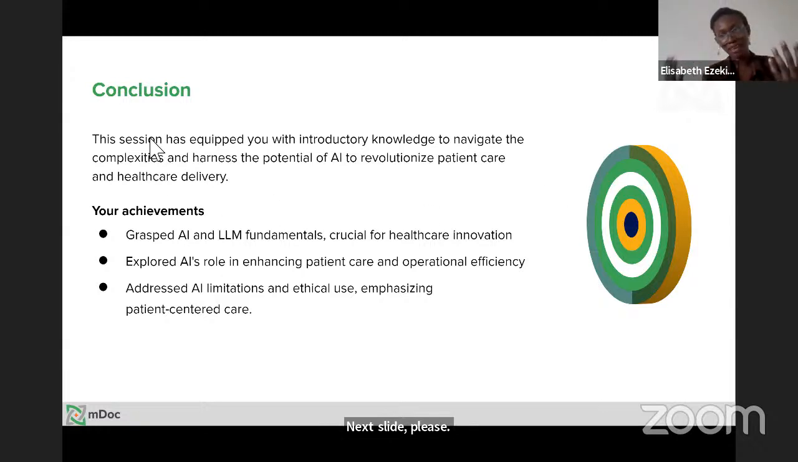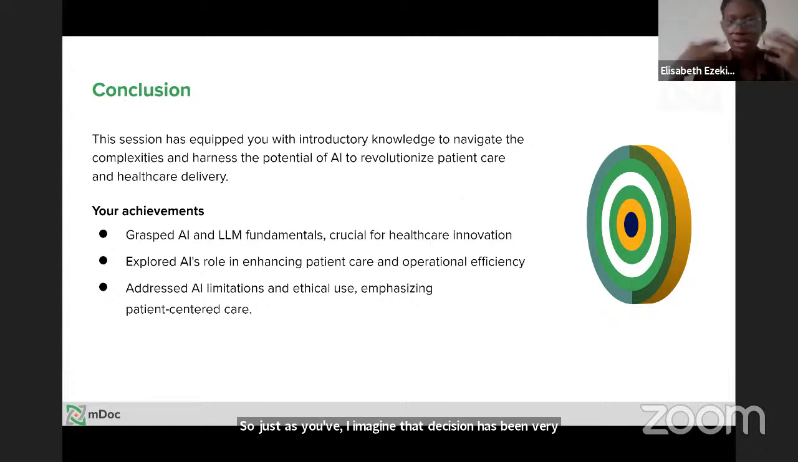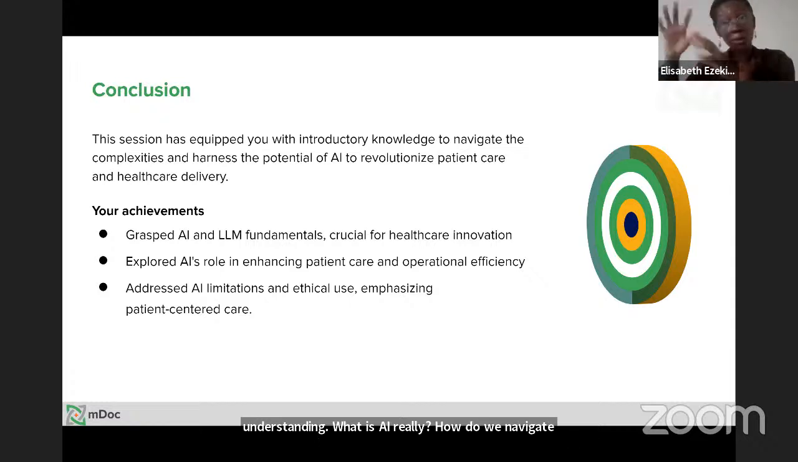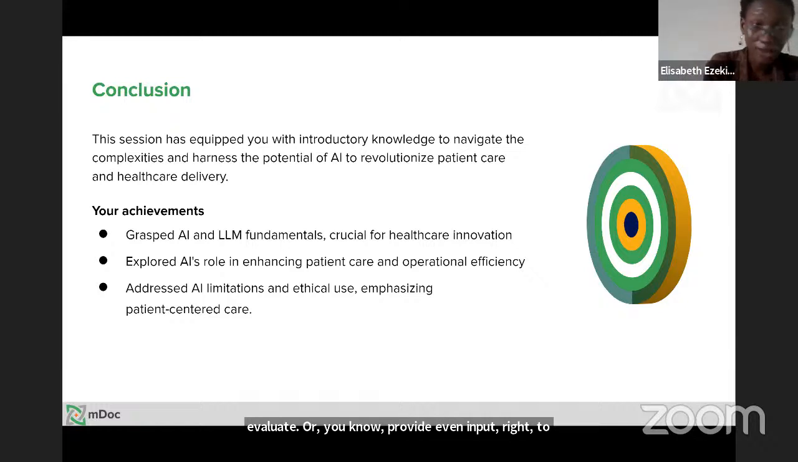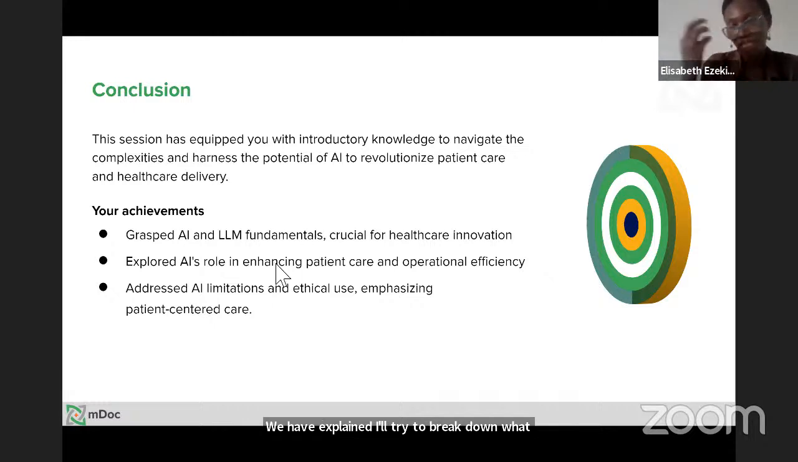Just as I imagine, this has been a very interesting session for us, coming to understand introductory information and a foundational understanding. What is AI really? How do we navigate the complexities? How do we understand the promise it holds and the potential it has? And how do we address, work around, or evaluate, and provide human input to, the risks it also holds? And how does this revolutionize patient care and healthcare delivery? We have given examples of some tools. We have explained and tried to break down the core foundational elements that make up AI, from artificial intelligence to machine learning, to deep learning, to generative AI, and even large language models.